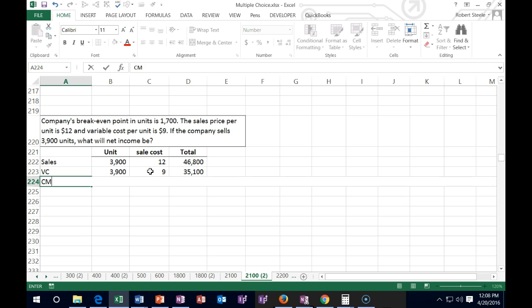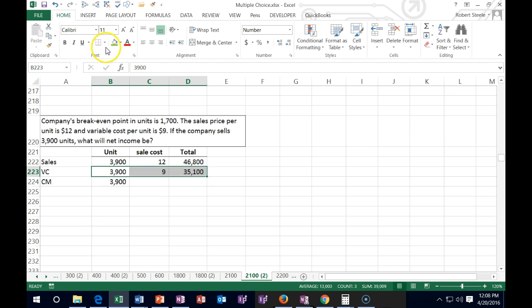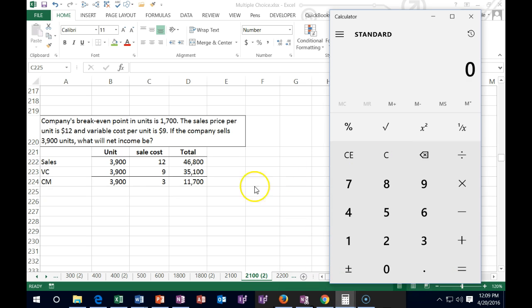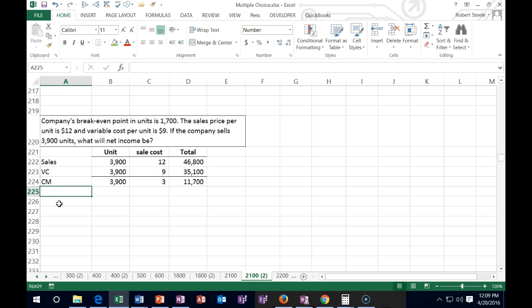This gives us the contribution margin. So contribution margin again, 3,900 units, and we can get the contribution margin per unit. I'm going to go ahead and underline this, home tab, underline. Contribution margin per unit would equal the 12 minus the 9. So after each unit we sell, we walk away with $3. And we can calculate this one of two ways. We can say we want the 46.8 minus the 35.1, and that'll give us the 11.7. We also could have calculated by saying that we want the 3.9 times the 3, the contribution margin per unit, to get the 11.7.